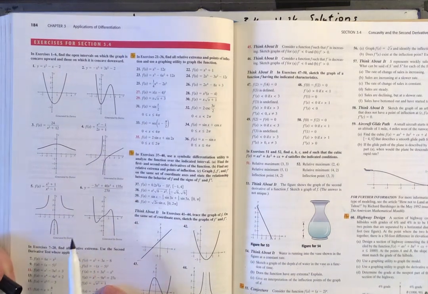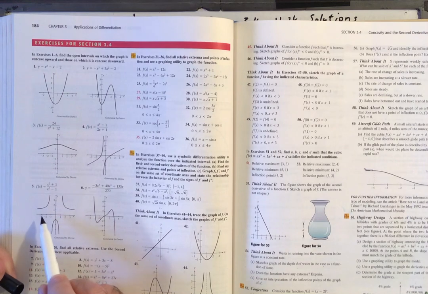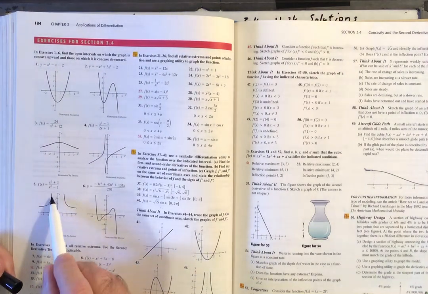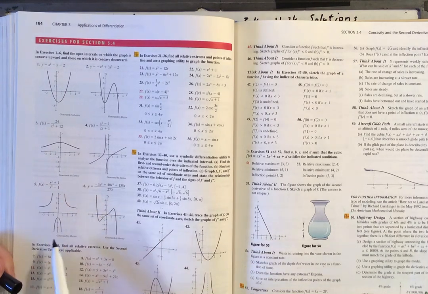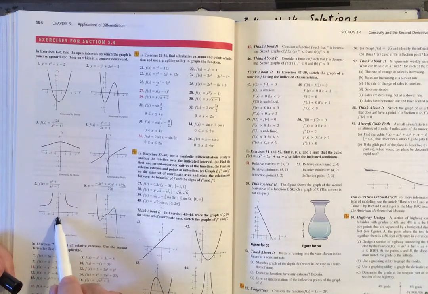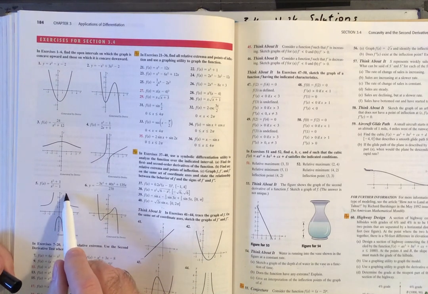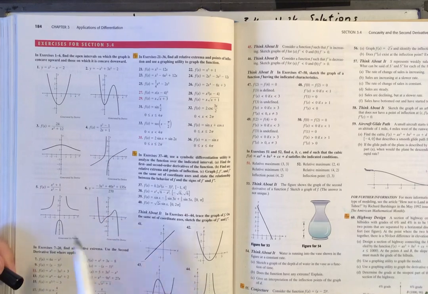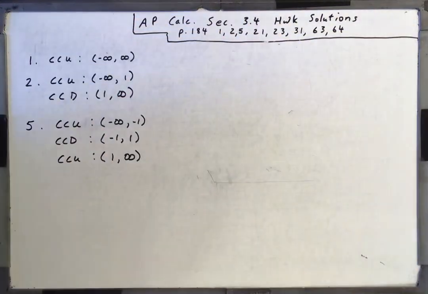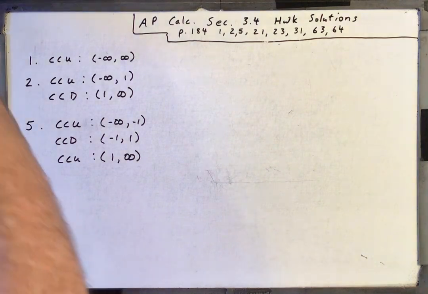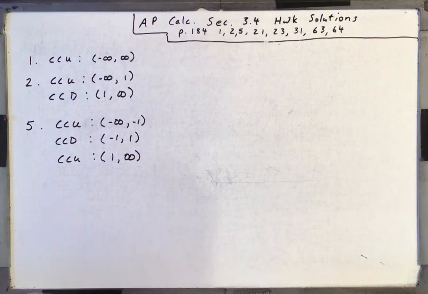And then on number 5, it is concave up from negative infinity to negative 1, then concave down from negative 1 to 1, and then concave up again from 1 to infinity. In interval form, I went ahead and put the answers down so you can pause the video if you had trouble with any of those and look over them again. Let me know if you have any questions.